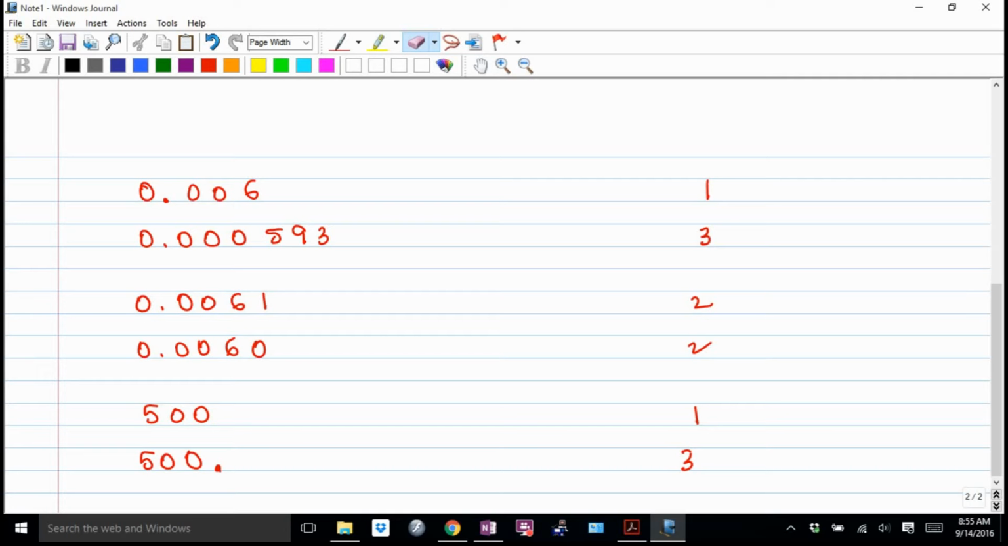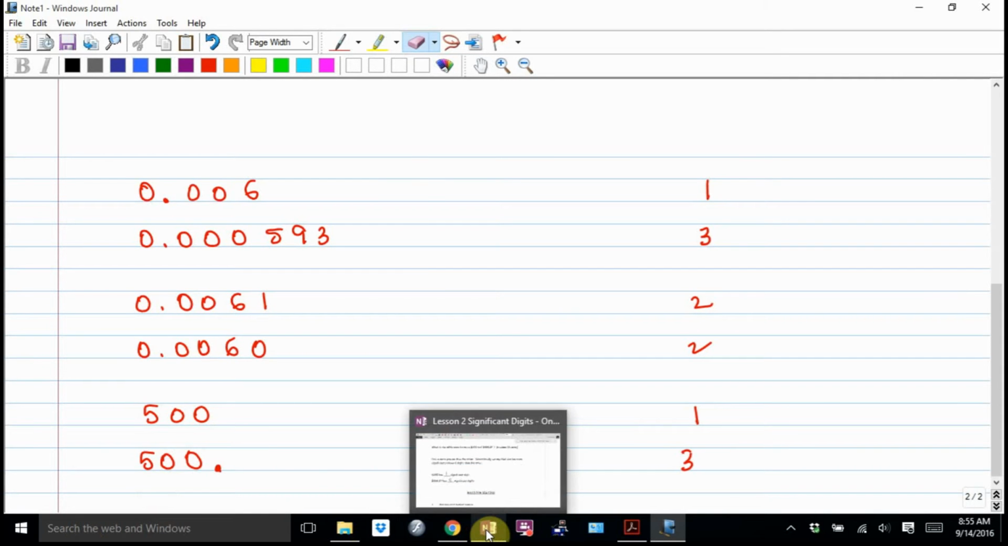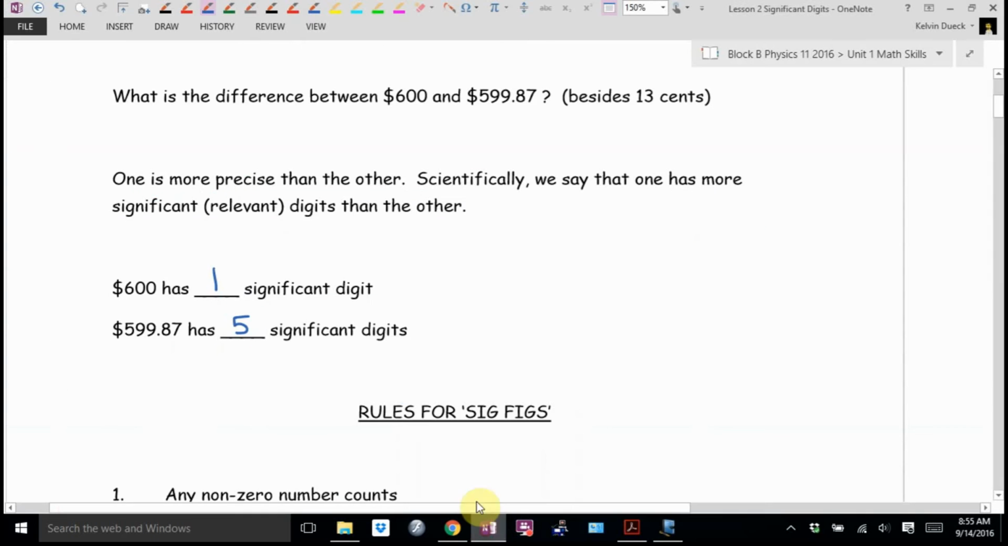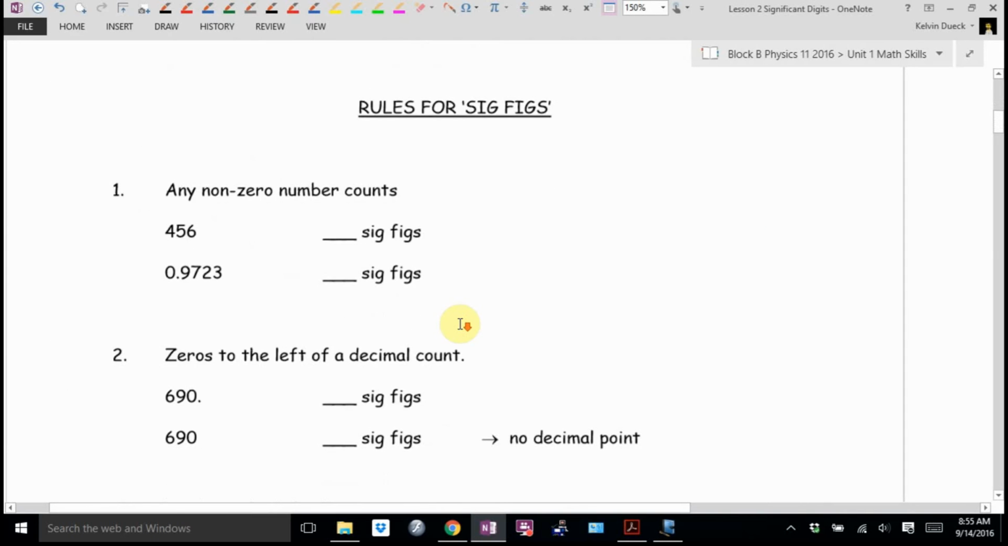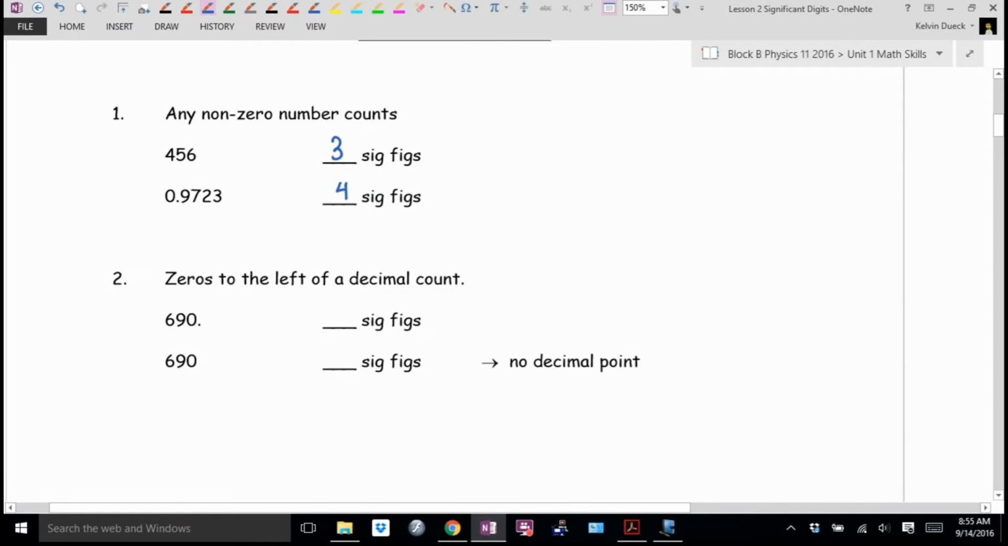Now we're going to practice this a whole bunch, but let's actually do this in the rules. Do you see why it's easier for me to do a bunch of examples, and then what are the rules? Any non-zero number counts. So 456, 3. 0.9723 has 4 sig figs. Zeros to the left of a decimal point count.